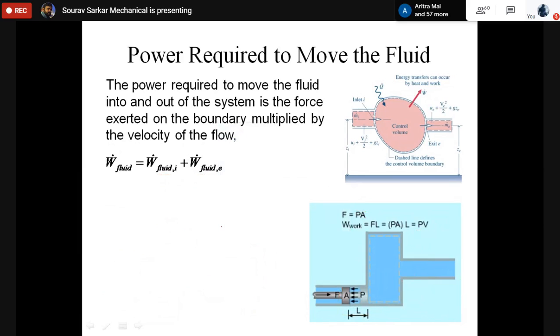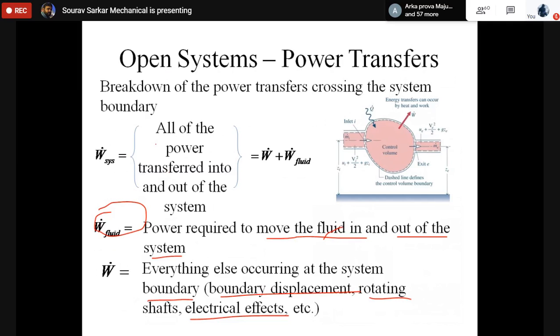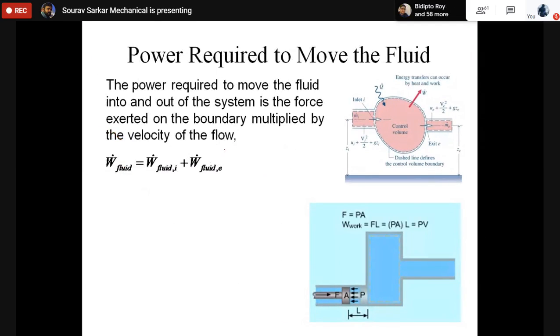So I told you that this W can be written as the flow work. This fluid work is happening because whenever some mass is entering into the system, it has to face a resistance.